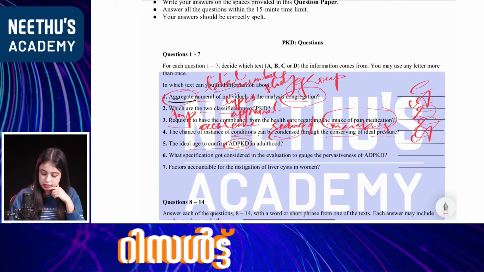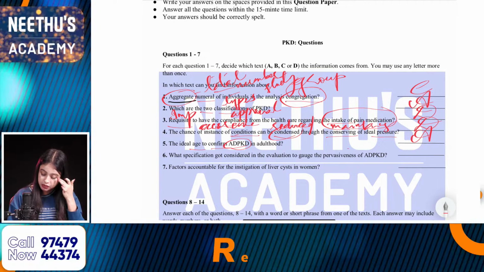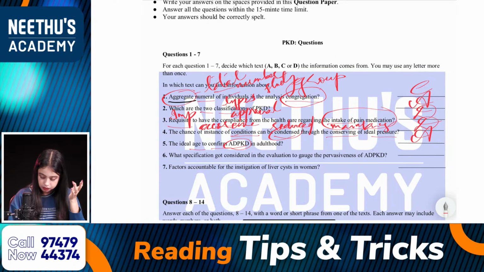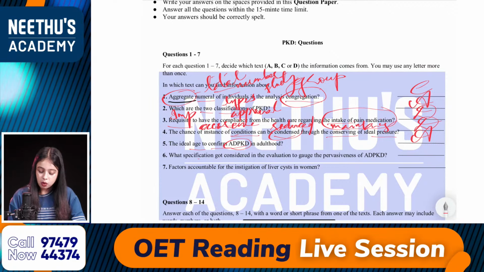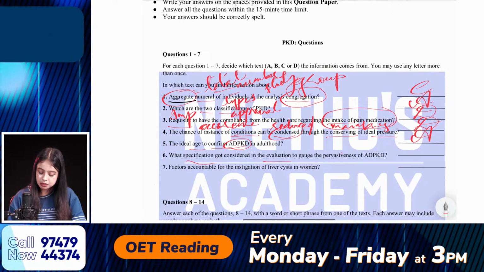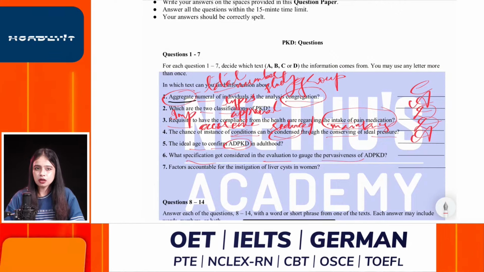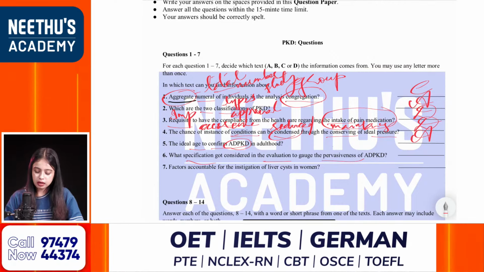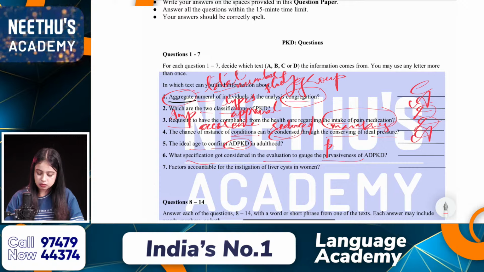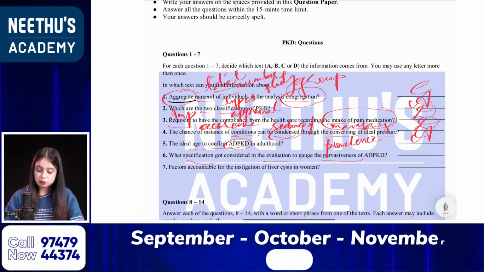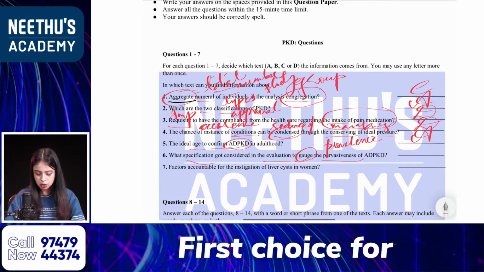Sixth one. What specification got considered in the evaluation to GOG? The pervasiveness of ADPKD. Not perseverance. Yeah, pervasiveness. Okay. Specification, evaluation, pervasiveness. So what is pervasiveness? That means commonness or, exact meaning, I can say, prevalence. Okay, prevalence. Then evaluation, GOG and what is GOG?